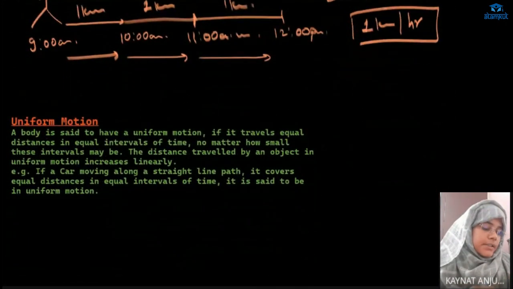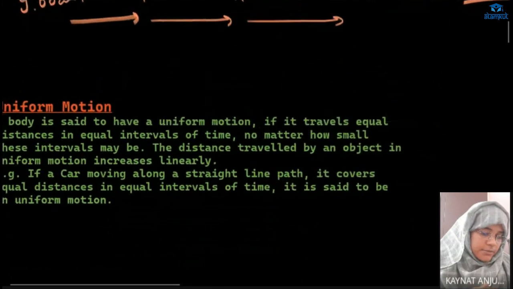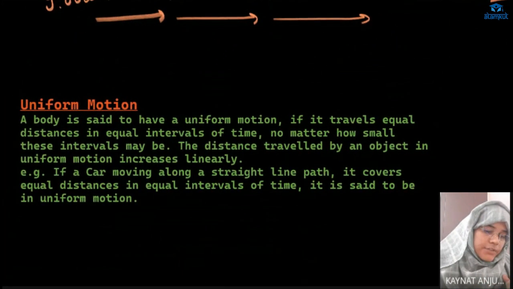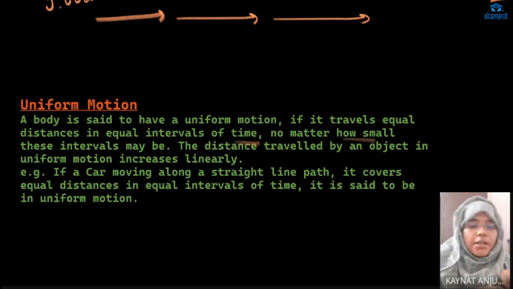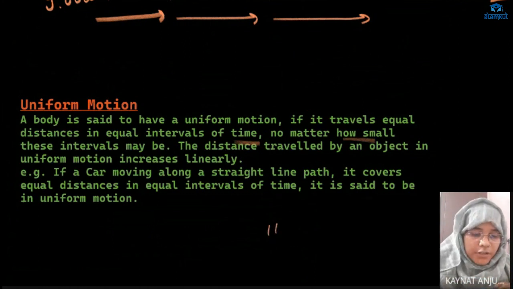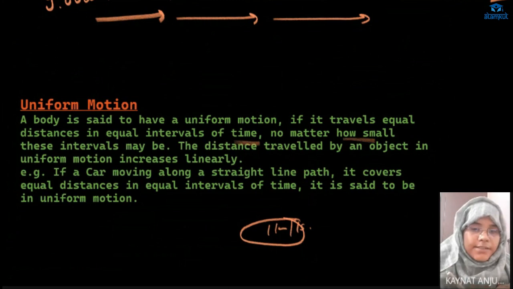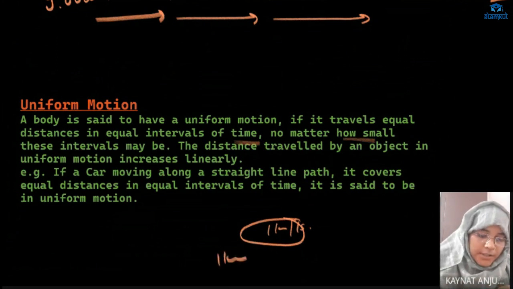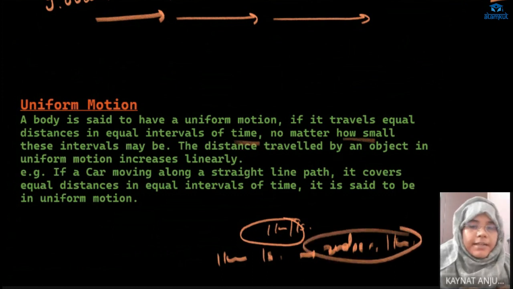Here the definition of uniform motion is written. A body is said to have a uniform motion if it travels equal distances in equal intervals of time, no matter how small these intervals may be, whether it is 1 minute or 1 second. If a body travels 1 kilometer in 1 second, and then in the next second again 1 kilometer, this will also be regarded as uniform motion because the time difference is the same.